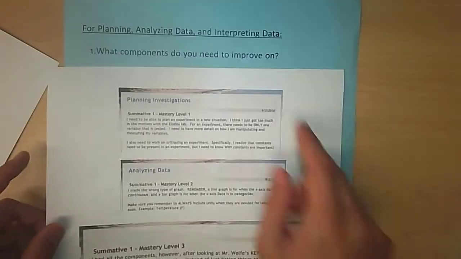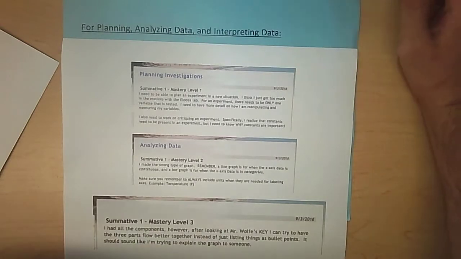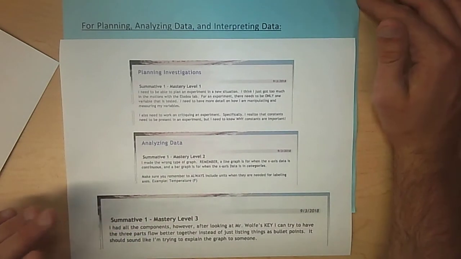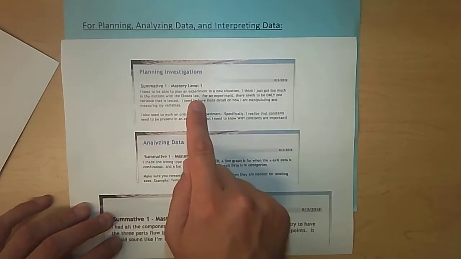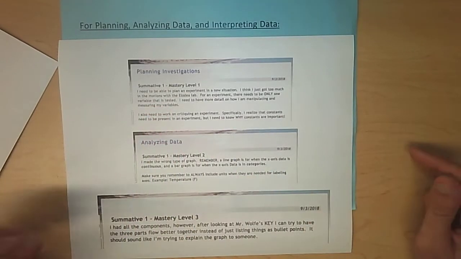And then write down what components you need to improve on. This is supposed to be helpful for you to look back at in about 2 to 3 weeks or even in 2 months. So don't just say I need to do this component. Give yourself a little detail. What did you forget? How would you go about it differently next time?